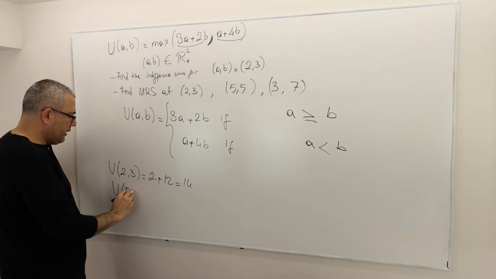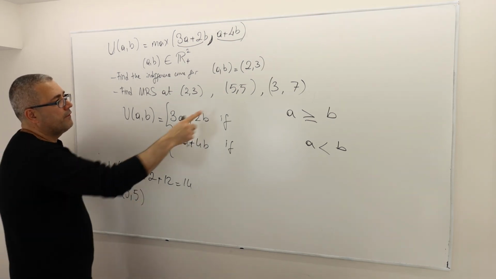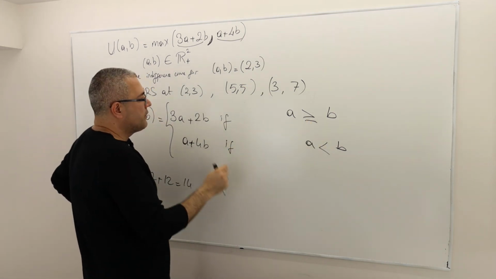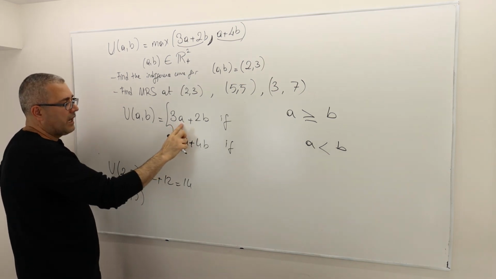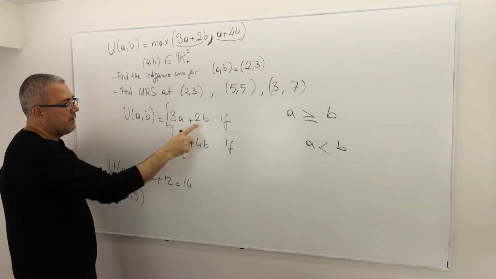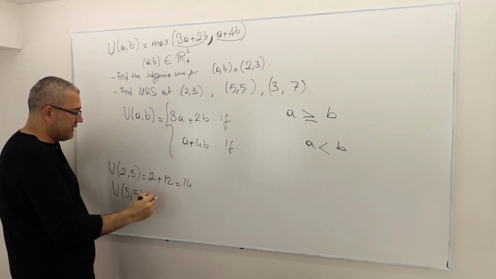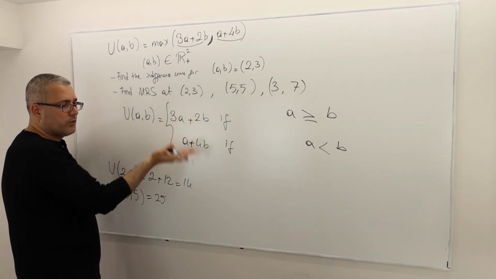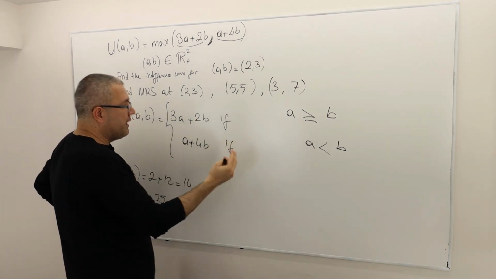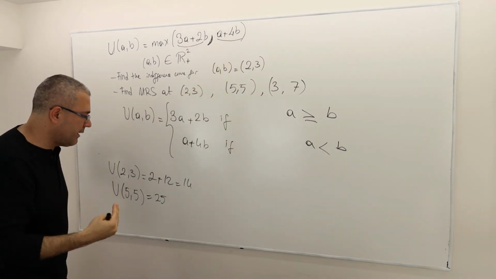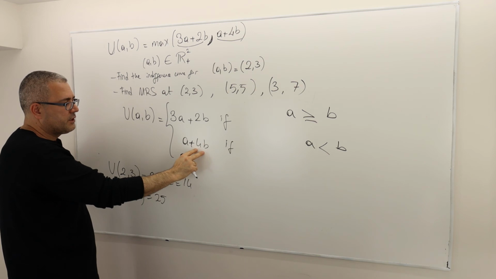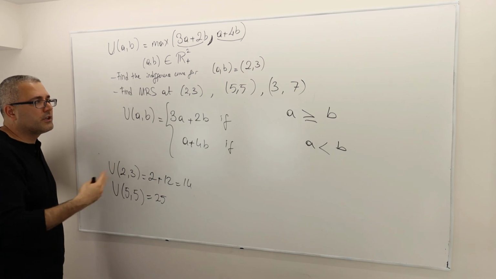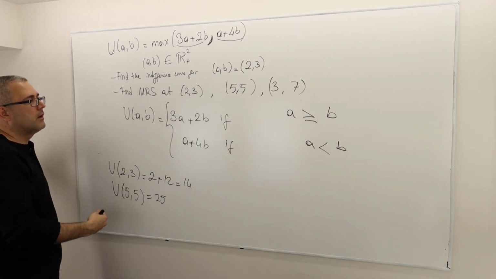Well, what about utility of 5, 5? What is the relationship between a and b? Well, a is equal to b. So therefore, your utility function is equal to 3 times a plus 2 times b. So when a is 5, b is 5, it means 15 plus 10, 25. By the way, it doesn't matter whether you use this one or this one, remember, when a is equal to b, because both of these arguments are going to be the same. If b is 5, this is 20, this is 5, so 25 again. So I am double checking to see if there's any logical pitfall in my thinking.